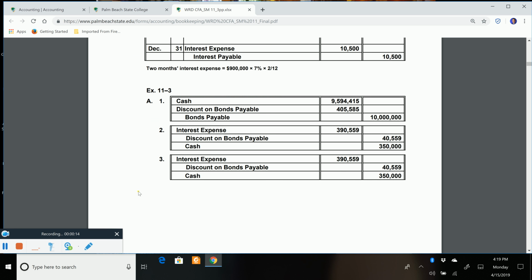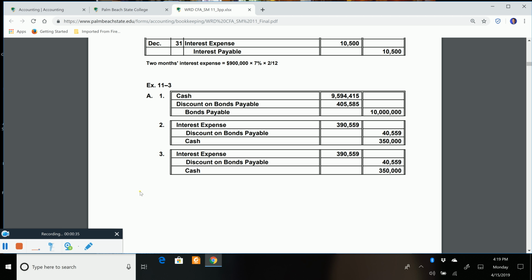Now, there are different ways you can issue bonds. You can issue bonds at par value, which is basically when the interest rate of the bond is the same as the interest rate of the market, or you can issue bonds at a premium or a discount. And this first exercise, 11-3, deals with issuing bonds at a discount.